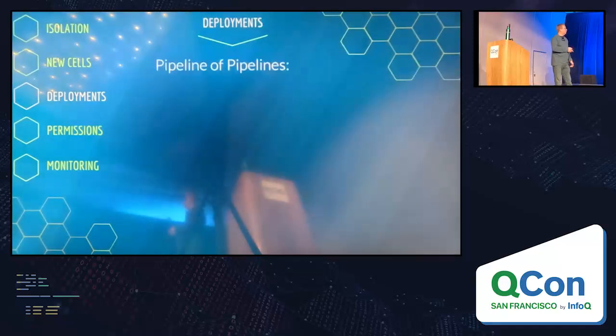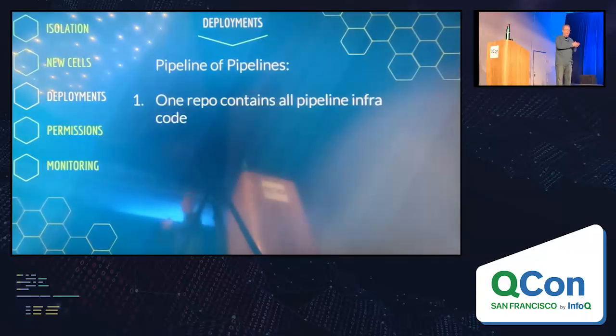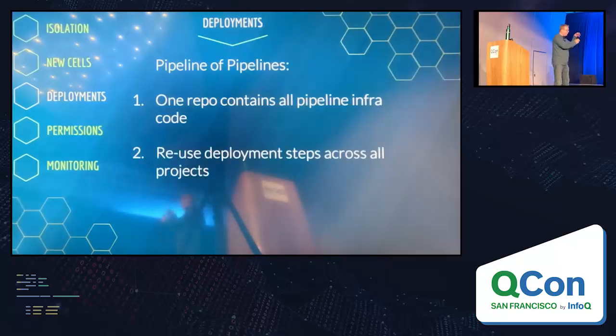So that means we have one repo that has all of our pipeline infrastructure code in it. That means it's really easy to know where to go if you need to change something about how we're deploying. It also means if you're an engineer who cares a lot about what's happening in that repo, you only have one place to keep your eyes on to make sure you know when important changes are happening there. It allows us to reuse deployment steps across all the different projects.